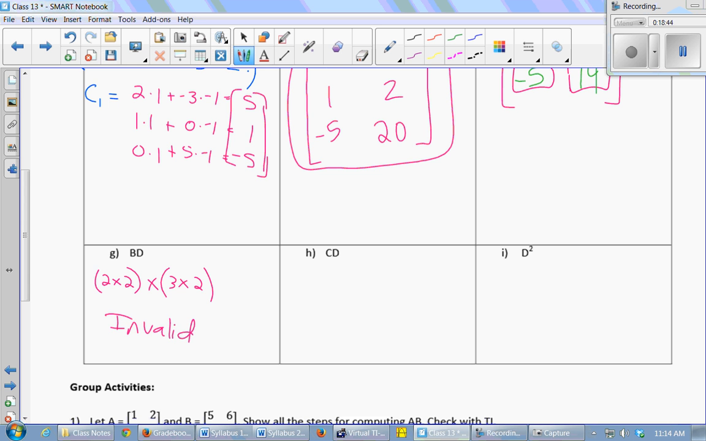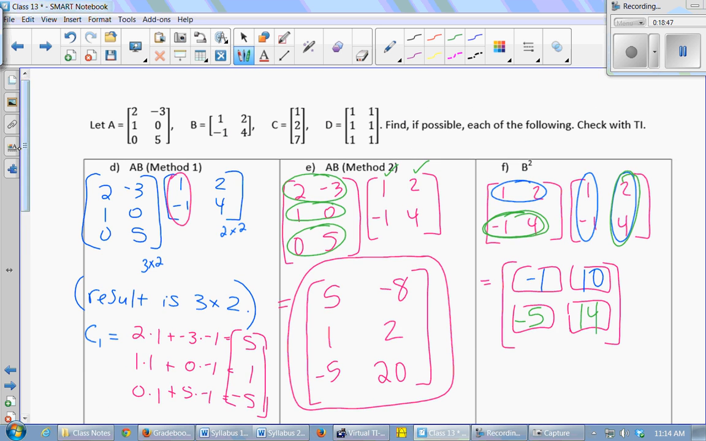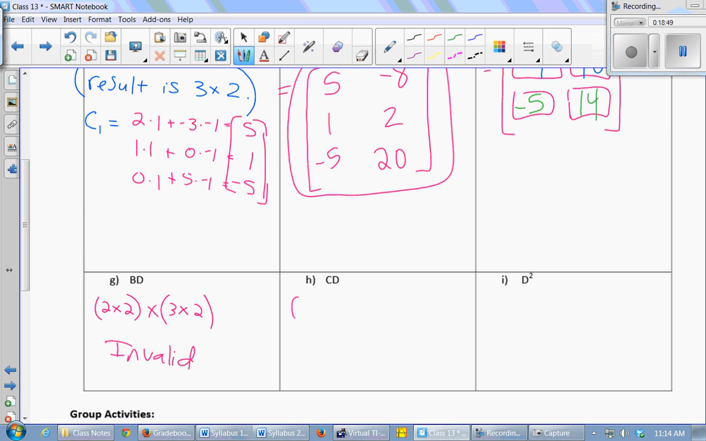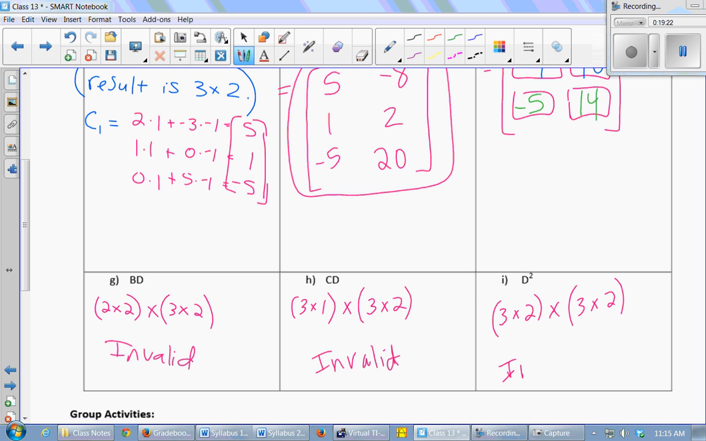Okay. C times D. The dimensions of C are 3 by 1. Dimensions of D are 3 by 2. Can I do that multiplication? Nope. Inner dimensions don't match. Okay, how about D squared? What are the dimensions of D? 3 by 2. So if I wanted to do D squared, I'd be doing a 3 by 2 times a 3 by 2. Can't do it. Yep, inner dimensions don't match. Invalid again.